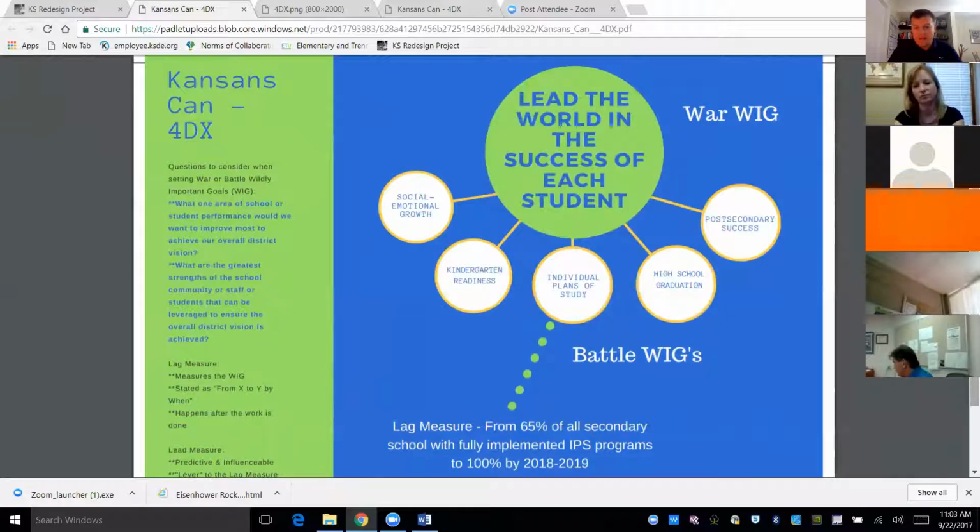That's the lag measure for individual plans of study. Tammy, off the top of her head, probably could, but I'm not going to put her on the spot, come up with one for kindergarten readiness. For post-secondary success, as a state, we want to move from 32% to 75% by 2025. That's our lag measure for post-secondary success. High school graduation, we want to move from 86% right now to 95% by 2025. Those are our lag measures.